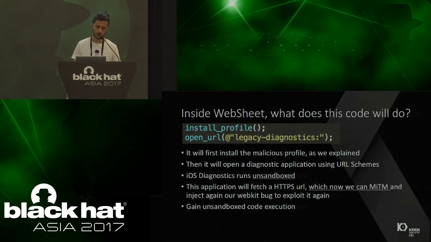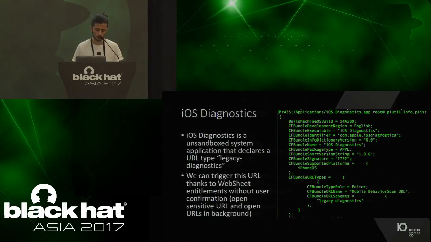So this pseudocode will just install the malicious profile as we explained, and then it will open the URL, triggering the legacy diagnostic URL and opening the iOS Diagnostic application. It will jump to that application, which runs unsandboxed again, and it will fetch an HTTPS URL, and we can man in the middle it and use the same bug to get code execution out of the sandbox. iOS Diagnostic, I'm saying was, because now it's not present anymore, as we can see. It's an application whose purpose I don't know.